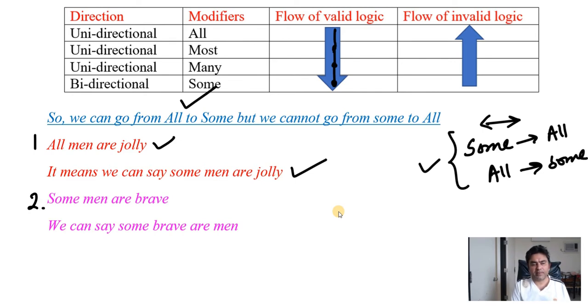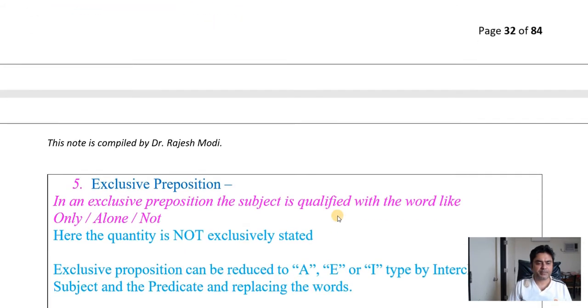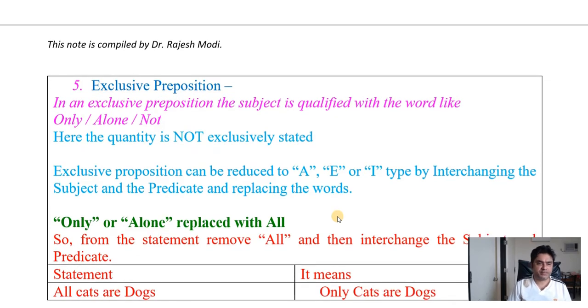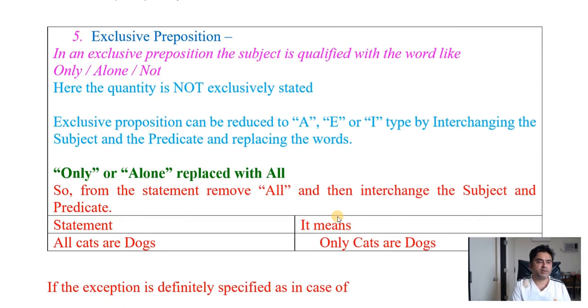Exclusive proposition. When there is a word like only, alone, not, here the quantity is not exclusively stated. Exclusive proposition can be reduced to A, E or I, but not O. You can convert into A, E and I if there is an exclusive proposition starting with only, alone and not. Only or alone is replaced with all, that we know.